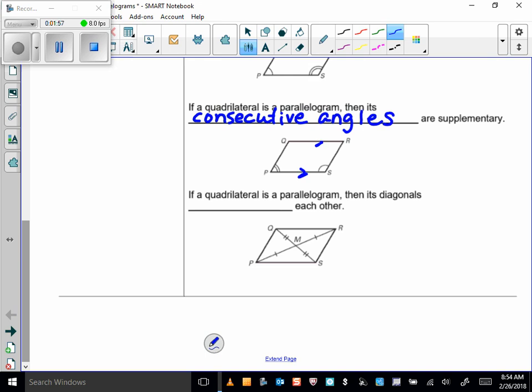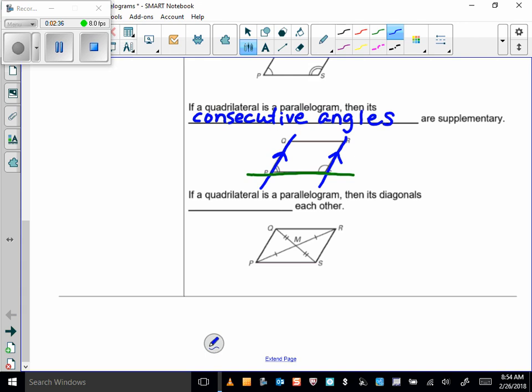If PS is parallel to, well, no, never mind. I was going to say something that I don't think is going to hold up just yet. So we'll leave it at that. Consecutive angles are supplementary. Oh yeah, here's what I wanted to do. If that's parallel to that, and this is my transversal right here, then remember I learned a long time ago that if parallel lines are cut by a transversal, consecutive interior angles are supplementary. So that's what I got there, is consecutive interior angles.